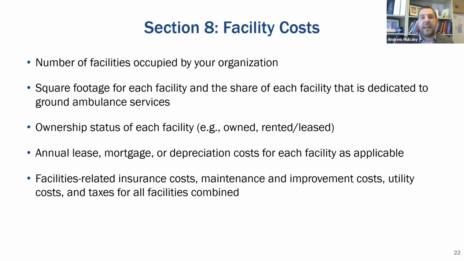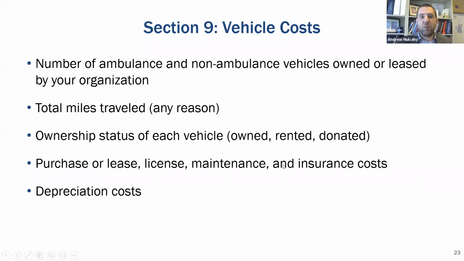Sections 8 and 9 ask about facility and vehicle costs. They share a similar structure where you'll report information on individual facilities and vehicles. You'll report some other information, expenses related to facilities and vehicles, insurance, maintenance, that kind of thing, overall, rather than broken up facility by facility or vehicle by vehicle, to try to cut down on the burden of reporting in these two sections. Won't go into much more detail here. Pretty straightforward questions that we think many organizations already track.